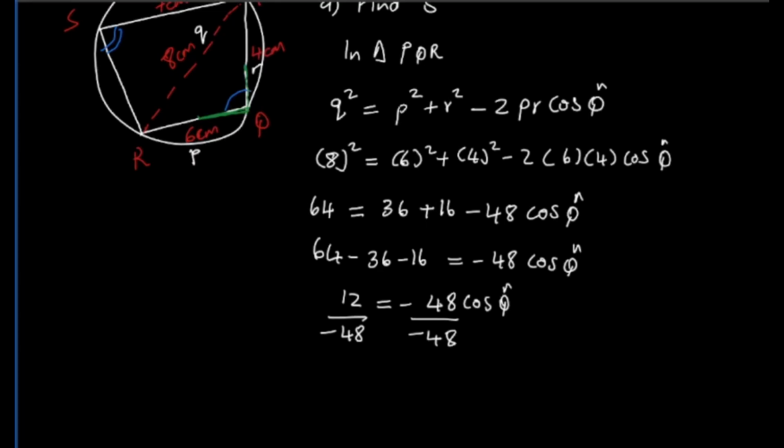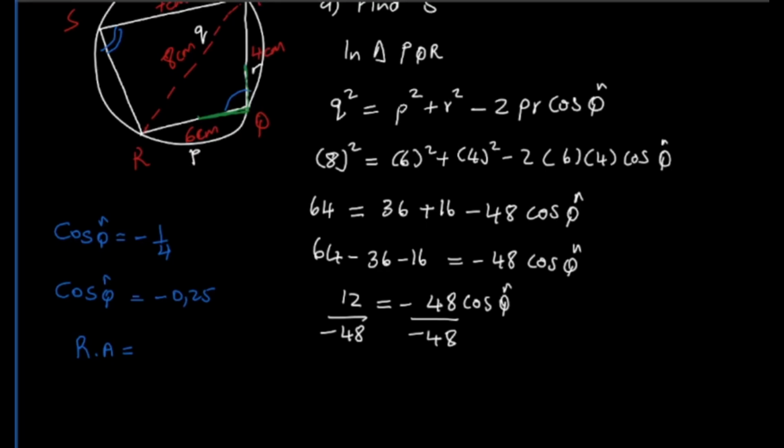It's going to be negative 1 over 4, so it's going to be negative 0.25. So I guess we can say the cos Q is equal to negative 0.25. Now find your reference angle.